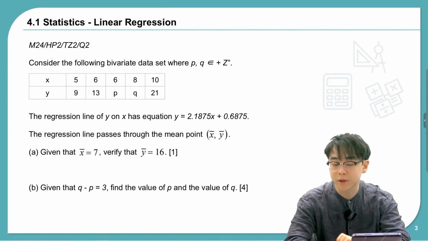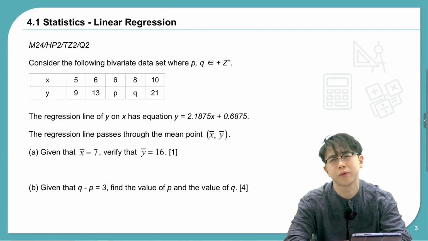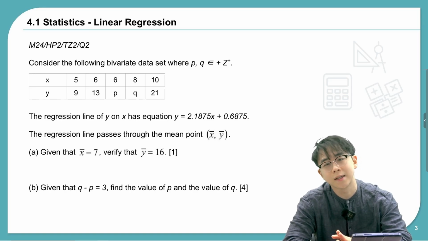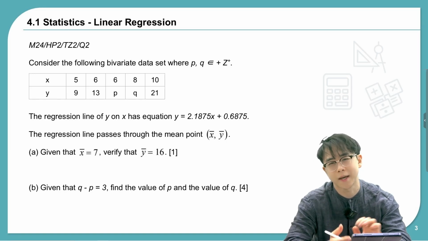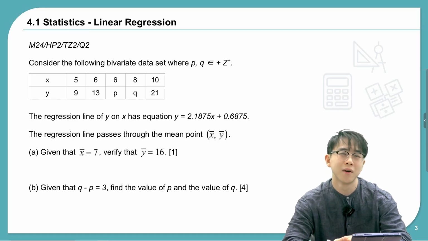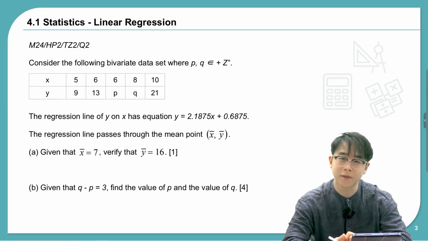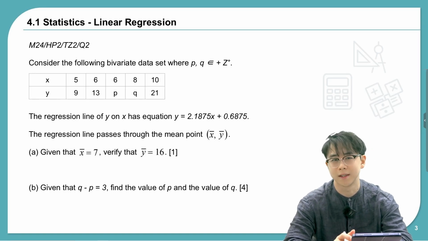Next, let's move on to number 2, where we have linear regression. We are given a bunch of x data points and y data points, and the calculator can be used to find the line of best fit that best passes through all of these points. So that's y is 2.1875x plus 0.6875.